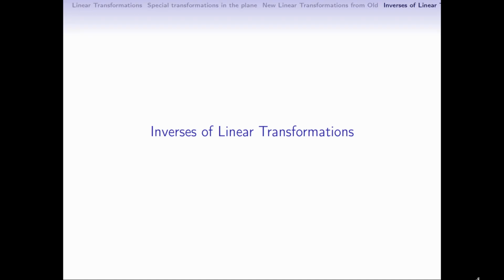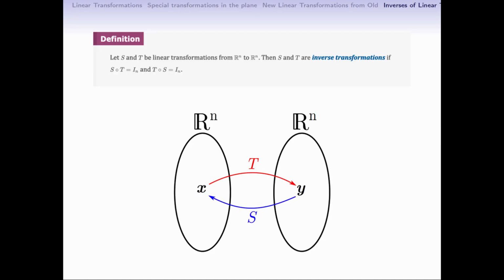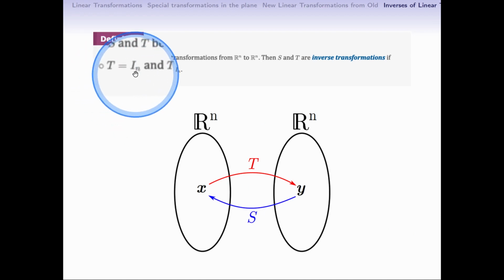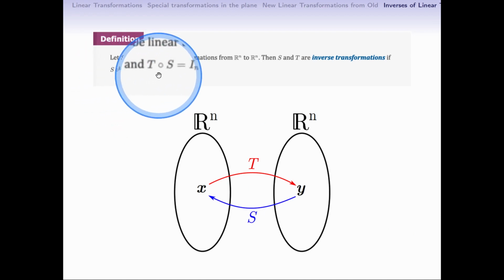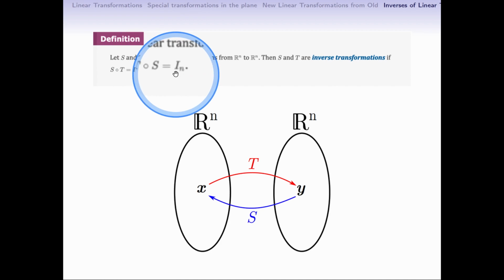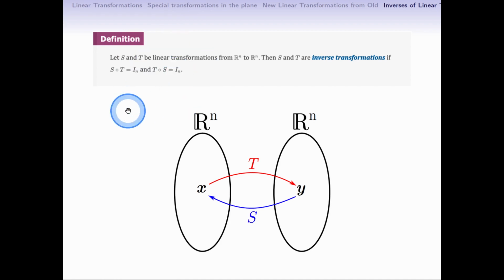Our next topic is inverses of linear transformations. Now let S and T be linear transformations from Rn to Rn. Then S and T are inverse transformations, provided that S composed with T is the identity transformation, and T composed with S is the identity transformation. Now this is just a fancy way of saying that the transformations S and T undo each other.